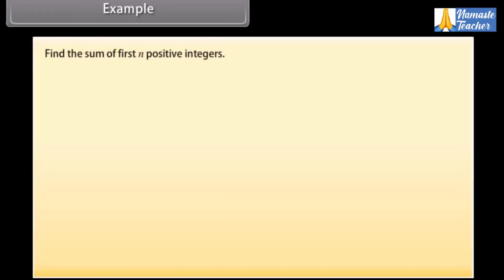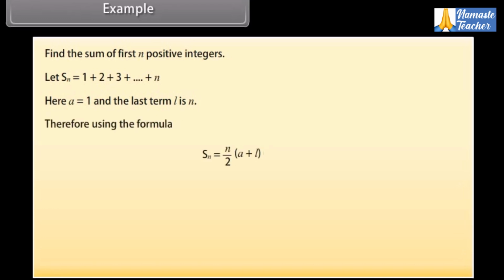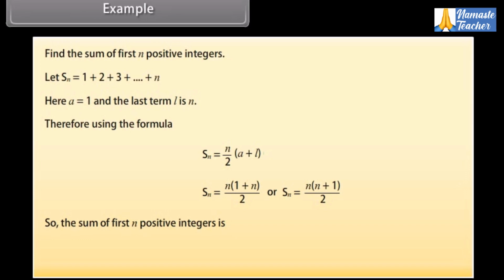Find the sum of first n positive integers. Let Sn is equal to 1 plus 2 plus 3 plus so on plus n. We can see that here a is equal to 1 and the last term L is n. Therefore, using the formula Sn is equal to n upon 2 into (a plus L), we get Sn is equal to n into (1 plus n) whole upon 2, or Sn is equal to n into (n plus 1) whole upon 2. So, the sum of first n positive integers is Sn is equal to n into (n plus 1) whole upon 2.